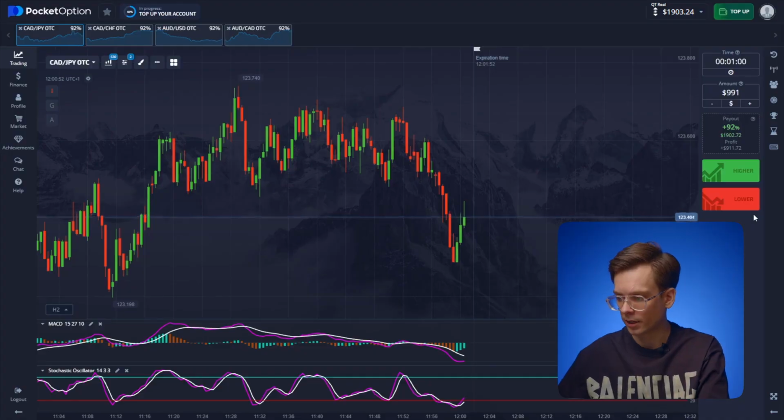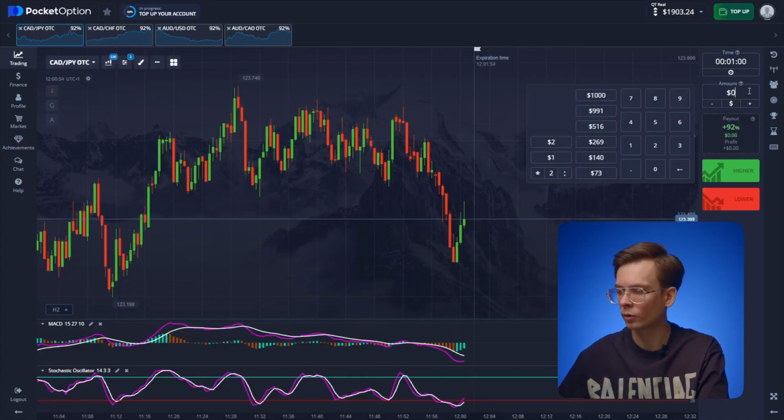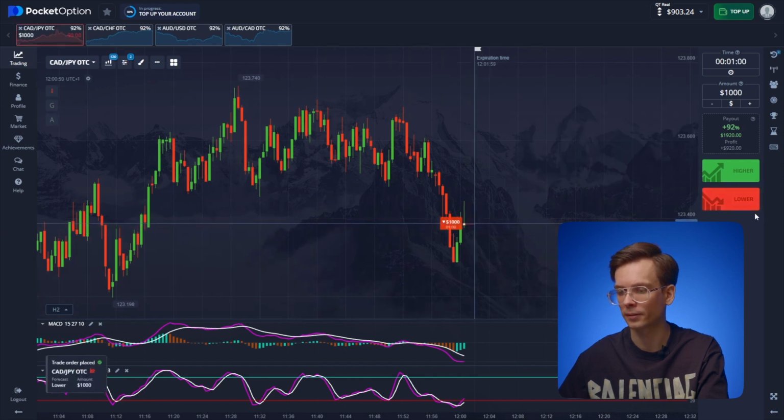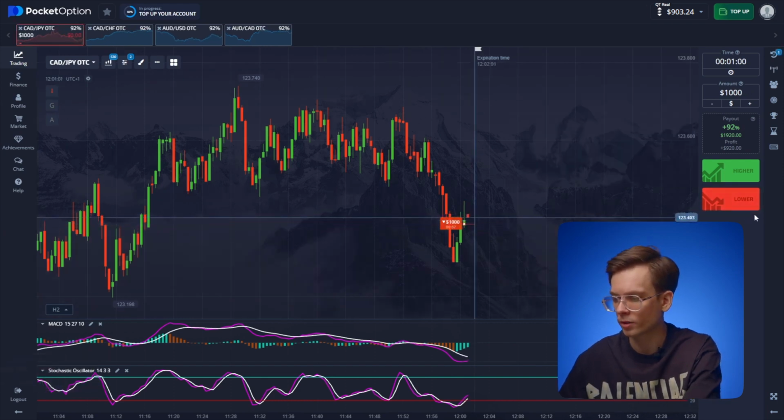Now, Canadian dollar and yen. I'm going all in with a maximum investment of 1,000. Pressing the lower button. The asset's going through a strong bullish rebound, but it's only temporary. There's a bearish response coming soon and it will drive the price back down.